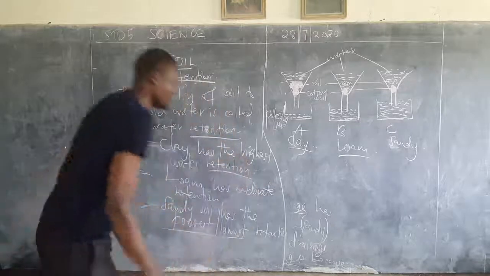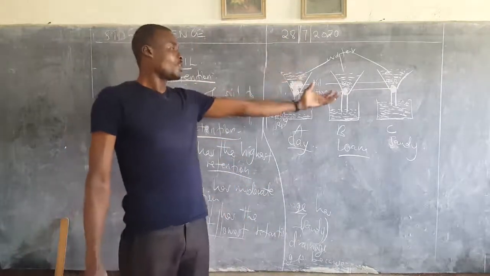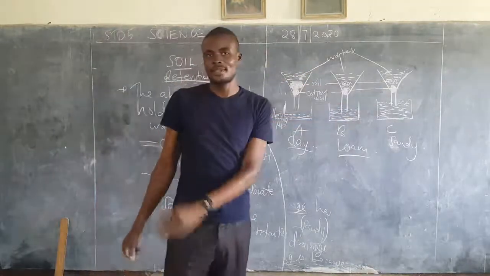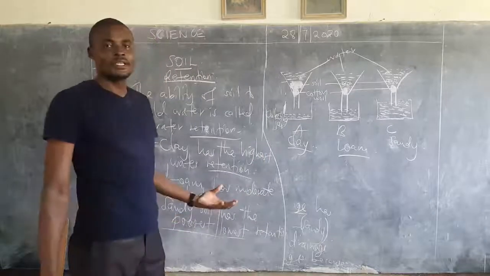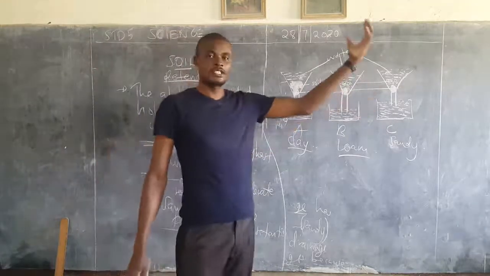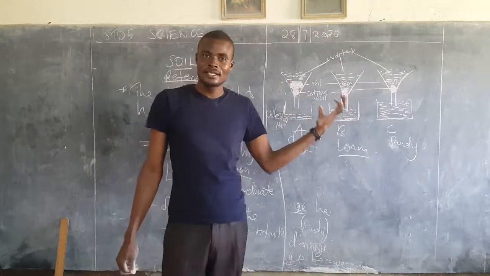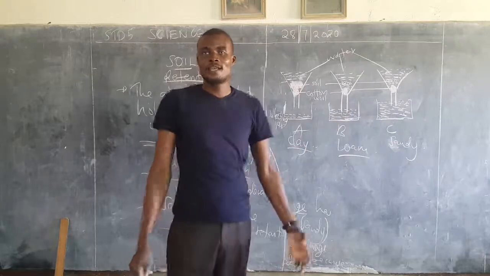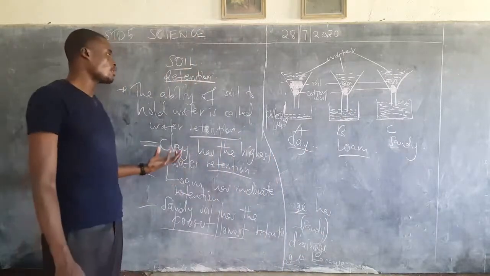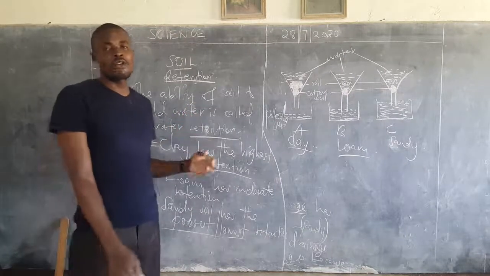Those are very important things that you need to know. When it comes to water drainage, sandy soil is the best. But when it comes to retention, it is poor. It retains water poorest, but it is best in drainage. Clay soil is the least, the poorest as far as drainage is concerned. But when it comes to water retention, clay soil retains water for a long time.